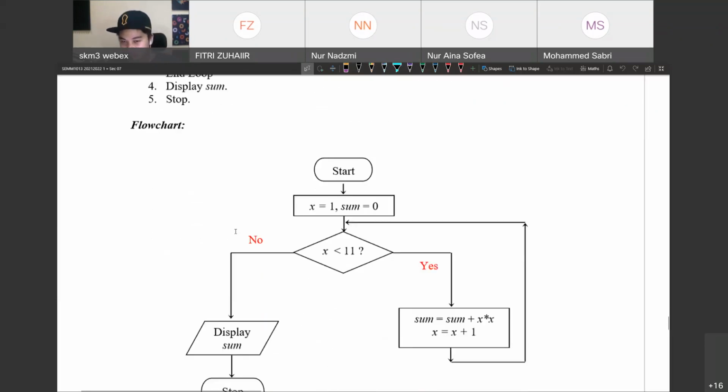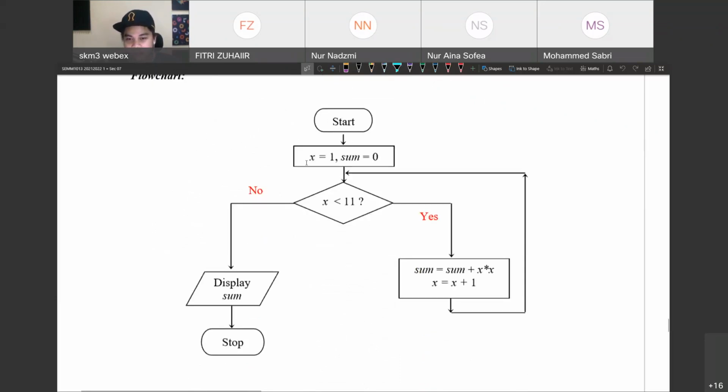So how does the flowchart look? Okay, we start with the process and then we need to initialize x equal to 1, summation equal to 0. And then we go to the decision.